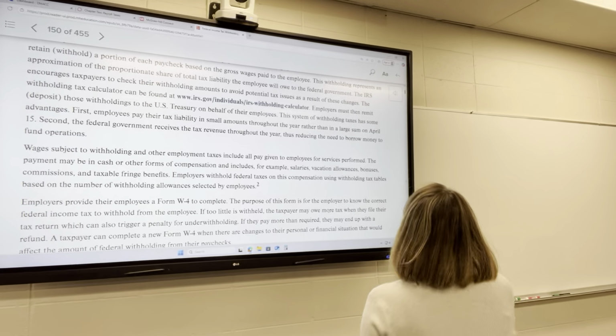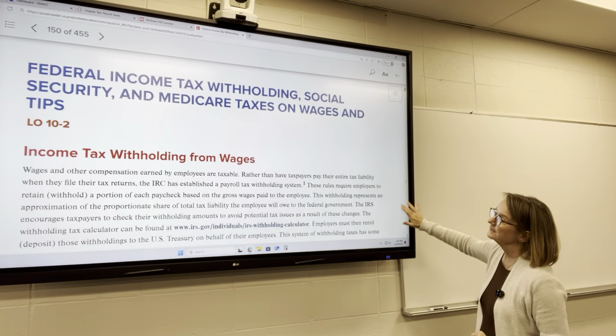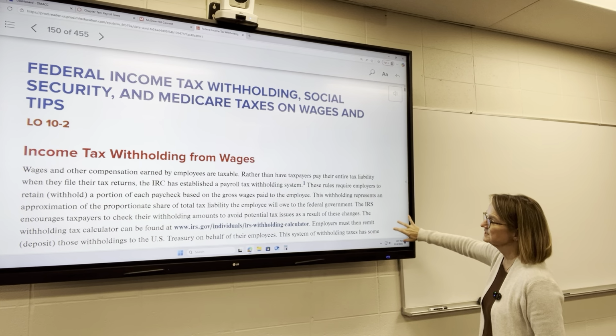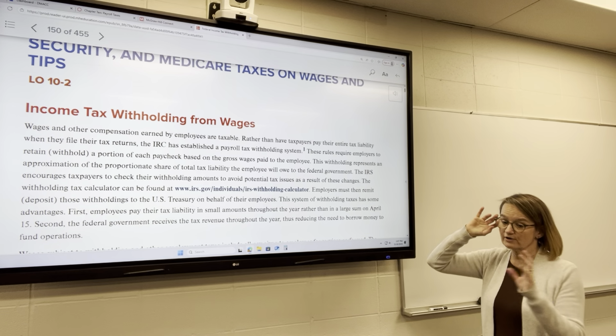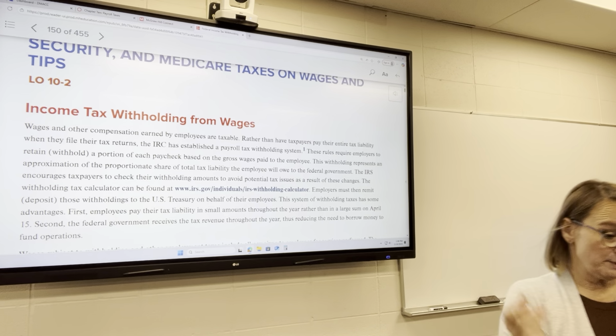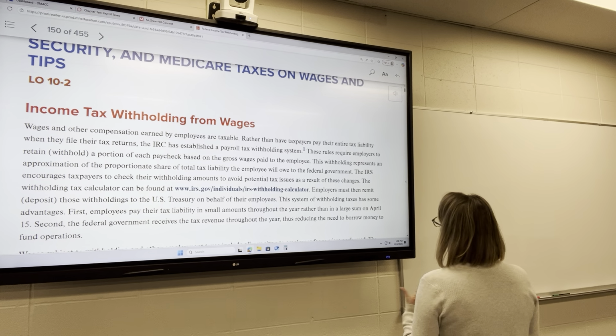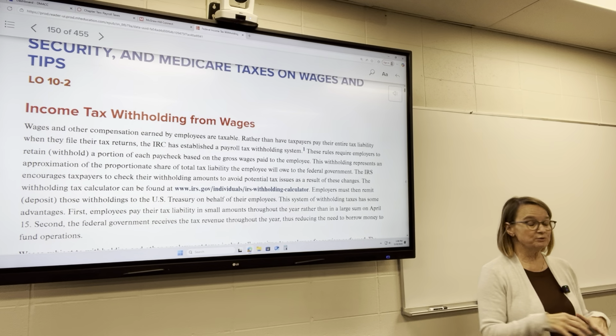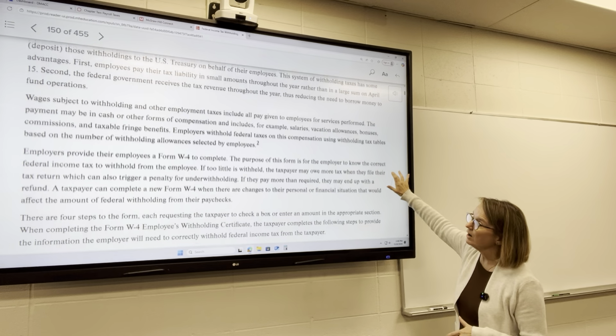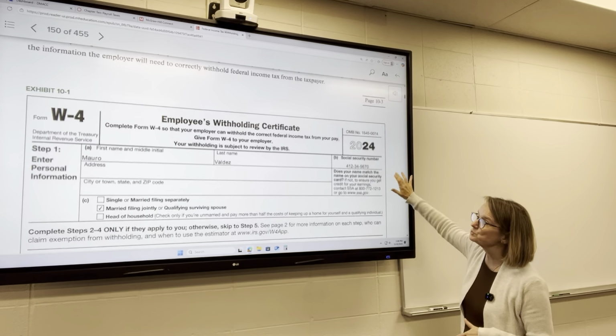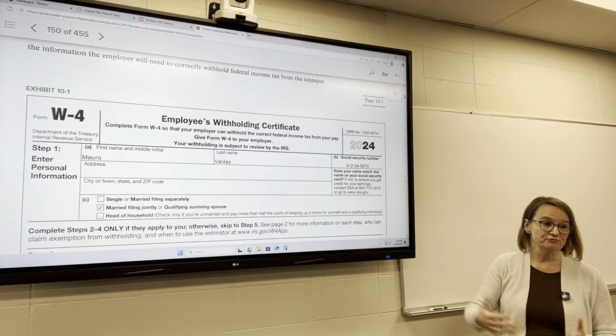So let's first start talking about income tax withholding from wages. And of course, this is not just from wages, but also bonuses, commissions, tips, all types of earned income where the individual is an employee. So recall that employees will fill out a W-4 form.